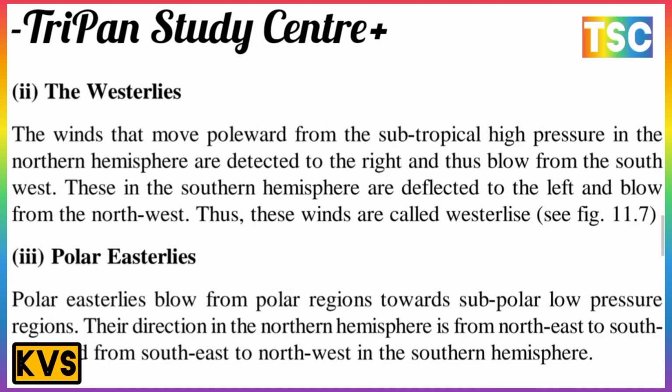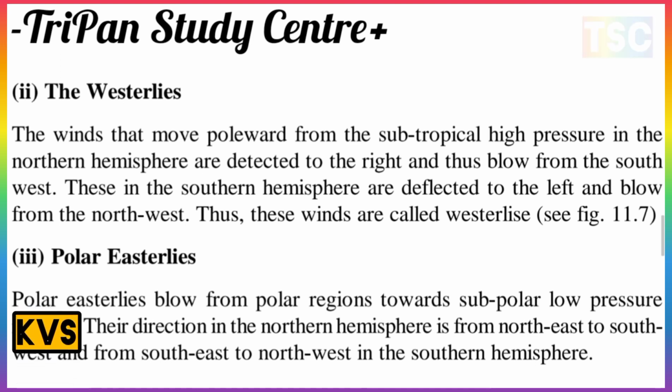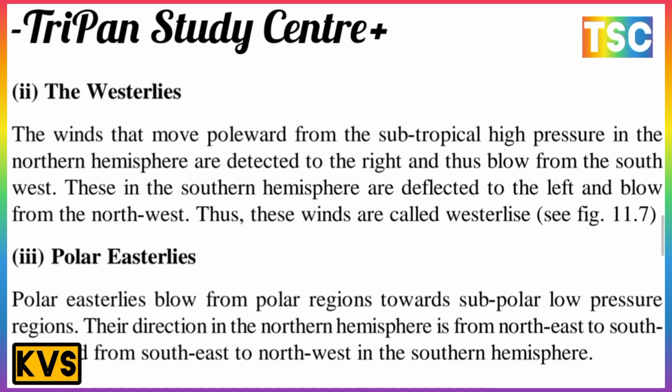The next one, the westerlies winds. The winds that move toward the pole from the subtropical high pressure in the northern hemisphere are deflected to the right and thus blow from the southwest. In the southern hemisphere they are deflected to the left and blow from the northwest. Thus, this wind is called westerlies wind. The next important wind here is the polar easterlies.